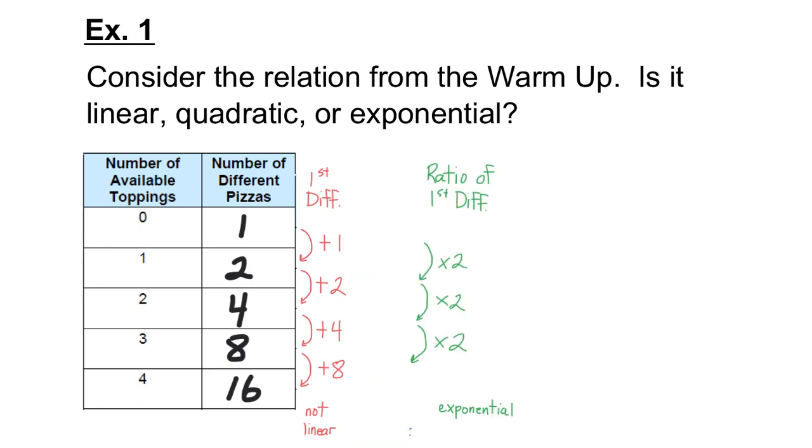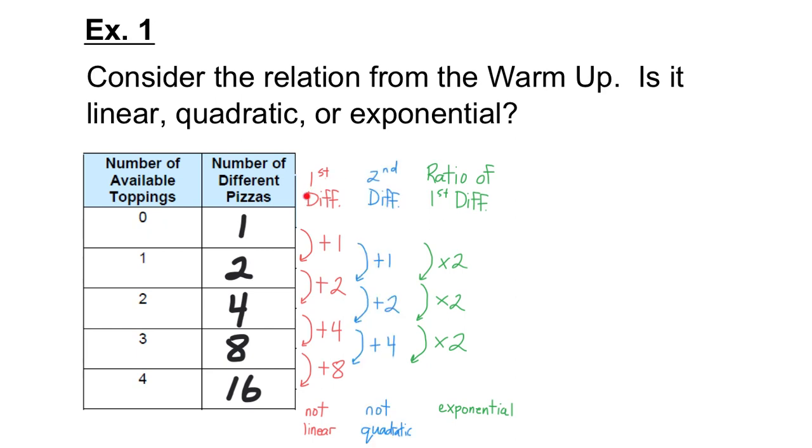So what I'm going to do instead now is to see if the ratio of my first differences is constant. So from 1 to 2, I'm multiplying by 2. From 2 to 4, I'm multiplying by 2. From 4 to 8, I'm multiplying by 2. If your first differences are multiplied by a constant ratio, then you have an exponential function.